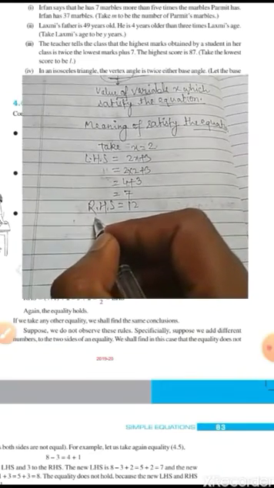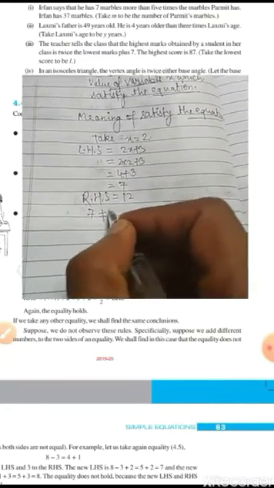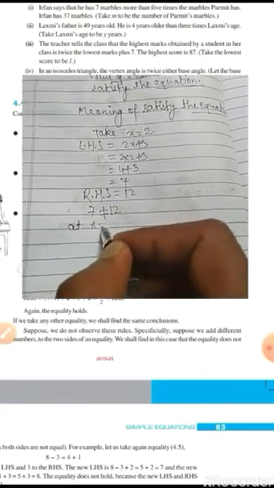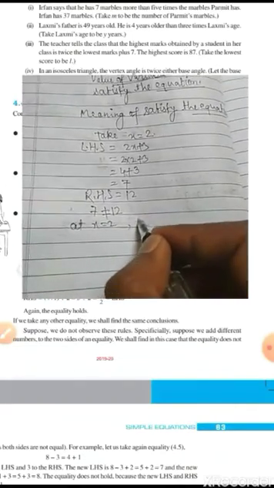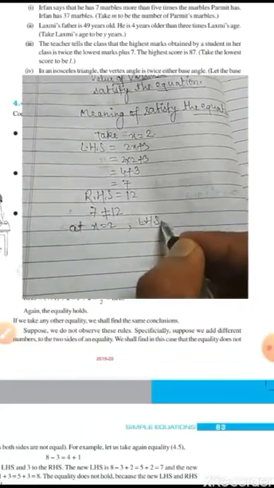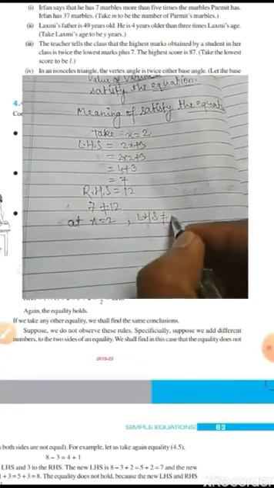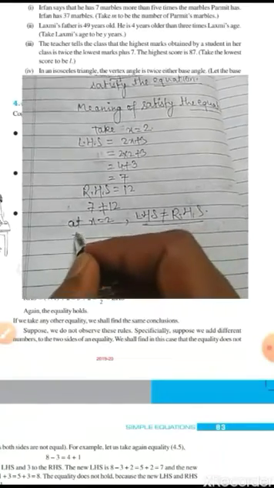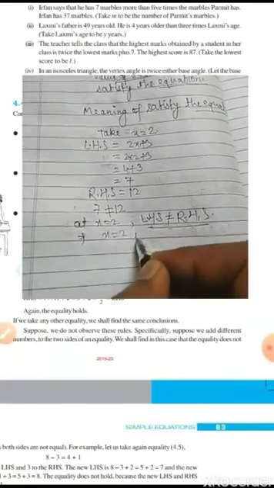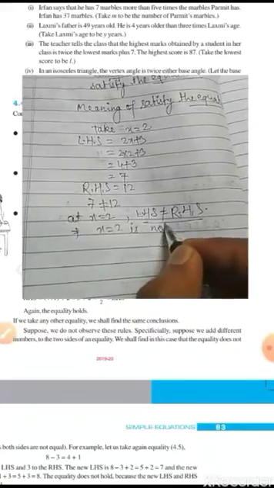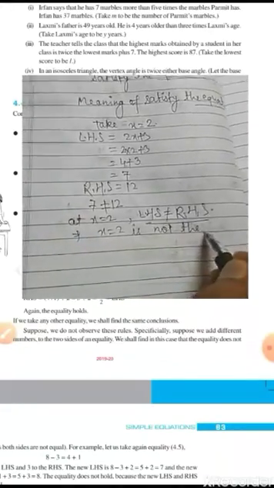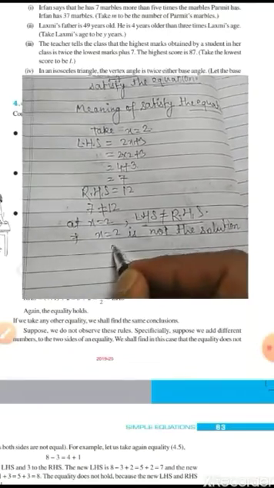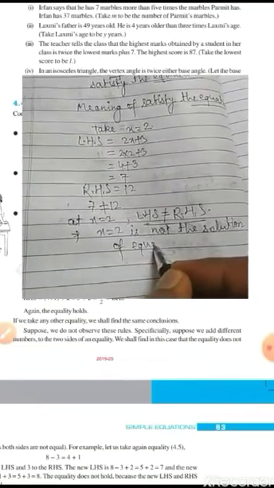So you observe here 7 is not equal to 12, means at x is equal to 2, the value of LHS is not equal to the value of RHS. So x is equal to 2 is not the solution of the equation.